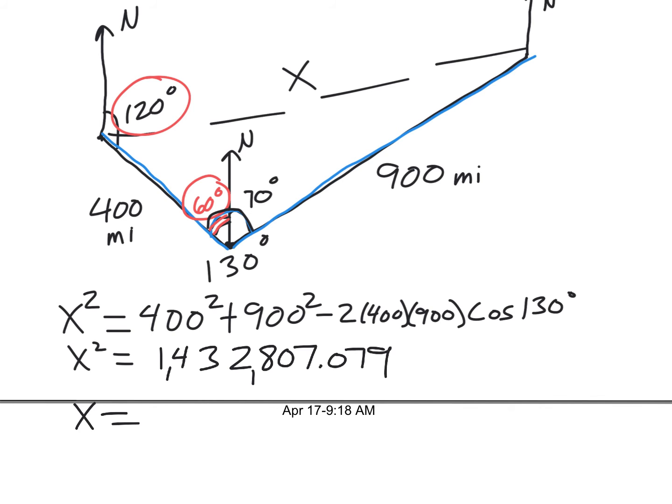One of the best ways is to just look at your answer and keep the problem in context. The plane went 400 miles, and then it changed course and flew another 900. Do you think the total journey was 1.4 million miles? I don't think so. I think we need to take the square root, and we would get 1,197 miles. That answer makes much more sense. 400 changes direction to do another 900, went a little bit less than 1,200 miles total to get from the starting point right here to the ending point right there.